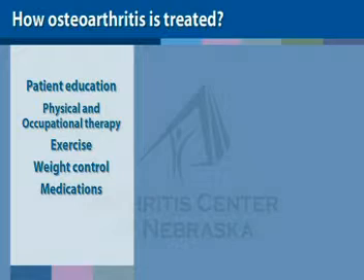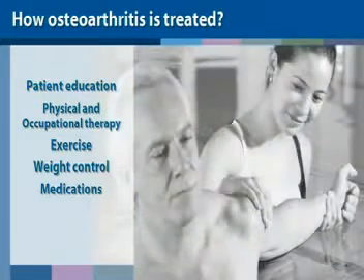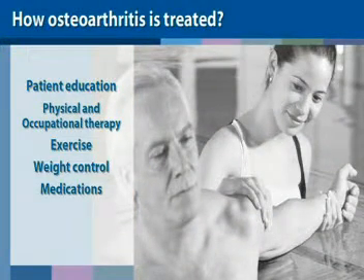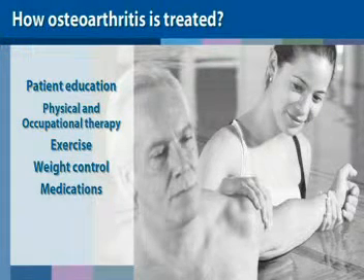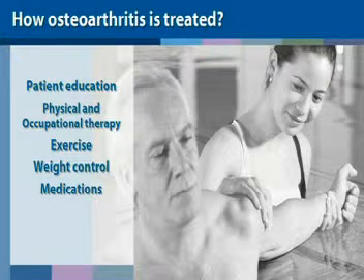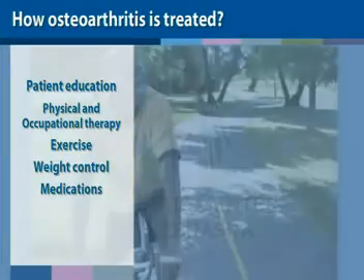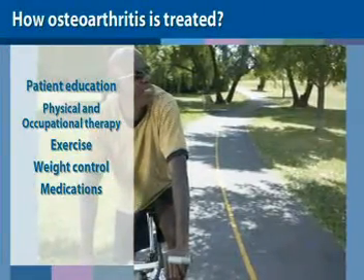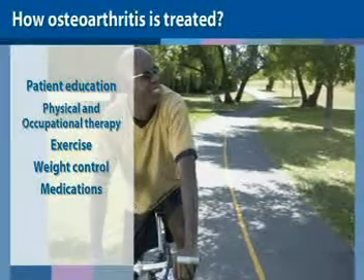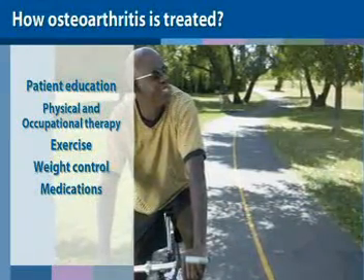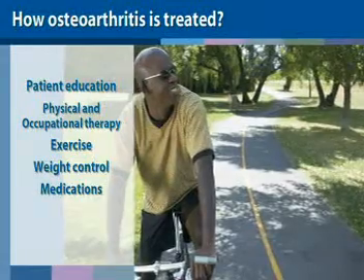Because of the variable nature of this serious disease, the treatment of osteoarthritis must be individualized. Selecting the best treatment requires a mutual effort by both the patient and the physician. The underlying principles of managing osteoarthritis include relieving symptoms, maintaining or improving function, limiting physical disability, and avoiding drug toxicity. A good treatment program includes patient education, physical and/or occupational therapy, exercise, weight control, and medication.